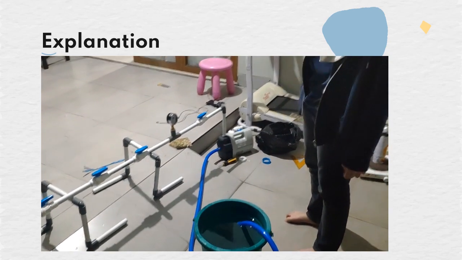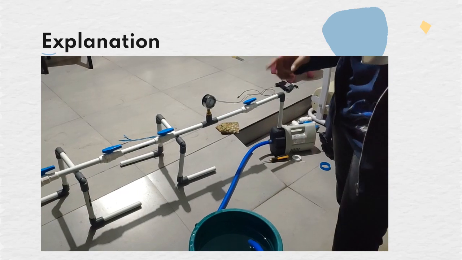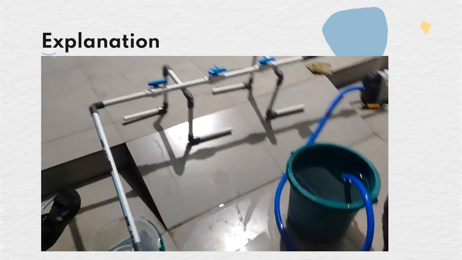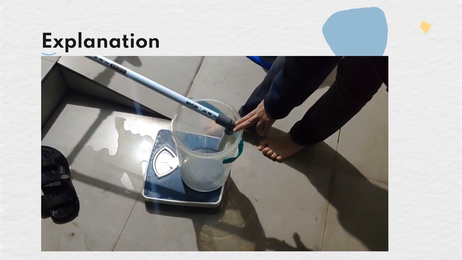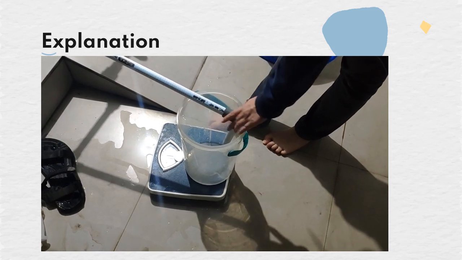The second thing that we need to find is the velocity. And how do you find the velocity? By searching for the mass flow rate. We can search for the mass flow rate by looking at this bucket here. We should see how fast the pump is throwing out water into this bucket.